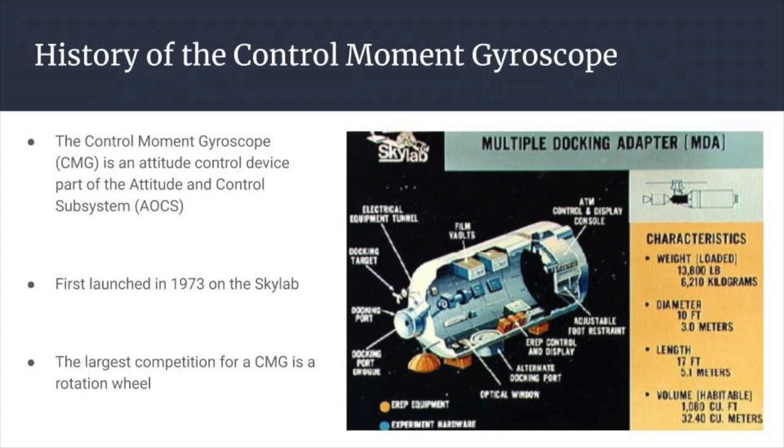A control moment gyroscope, or CMG, is an attitude control device that is used in spacecraft attitude control systems. The first control moment gyroscope was launched in 1973 on the Skylab. Three were included on board for system redundancy and the ability to apply correctional torque in any direction and along any axis. The largest competition for a CMG is a reaction wheel.